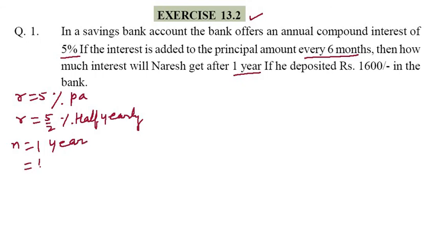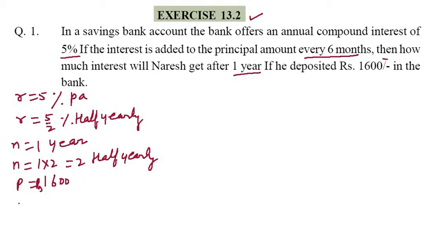Now change into half yearly. So 1 into 2 is equal to 2 half yearly. Then how much interest will he get after 1 year? So time will be given as 1 year. He deposits rupees 1600. So that is the principal. So P is given as 1600 rupees.